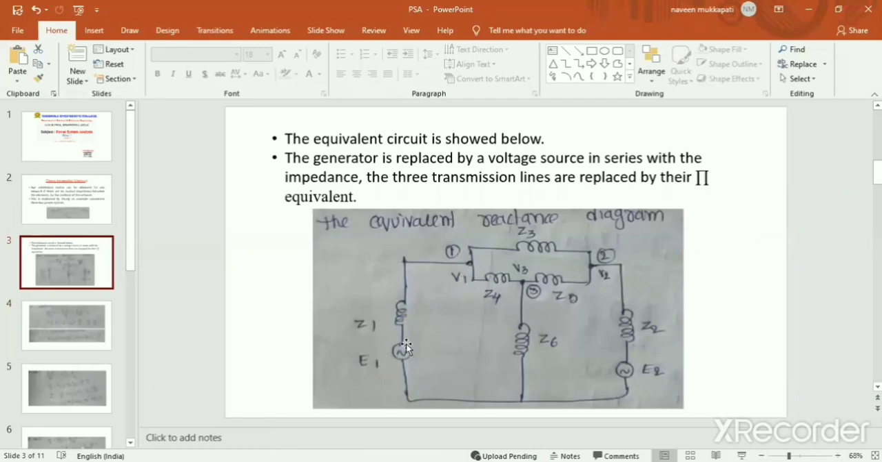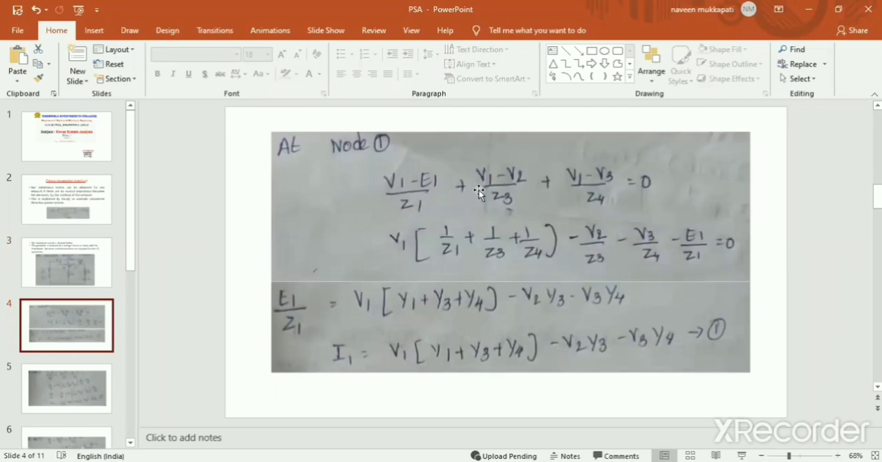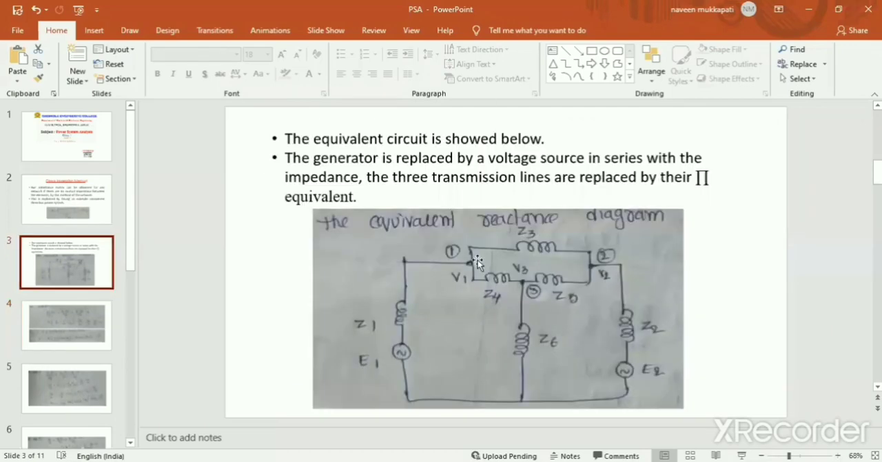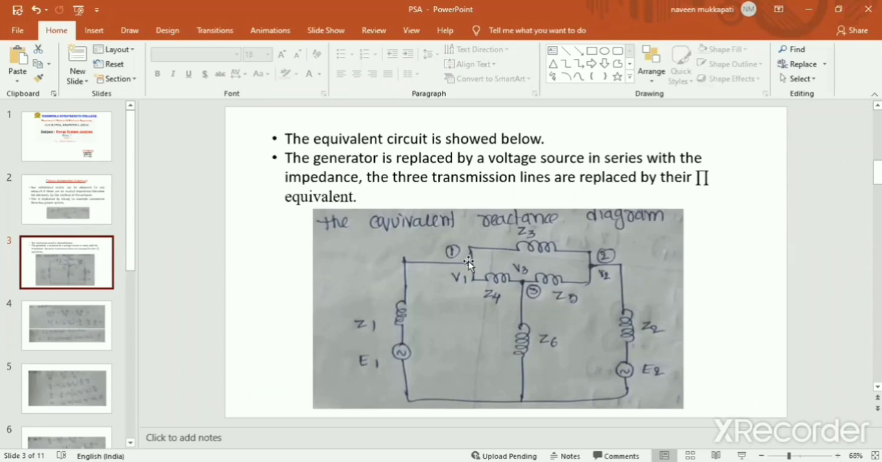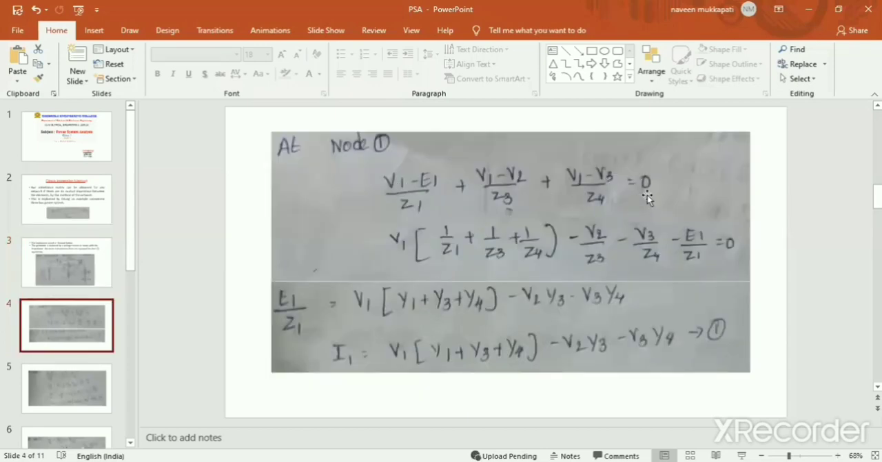(V1 minus E1) by Z1 plus (V1 minus V2) by Z3 plus (V1 minus V3) by Z4 is equal to 0. This is the KCL at node 1.